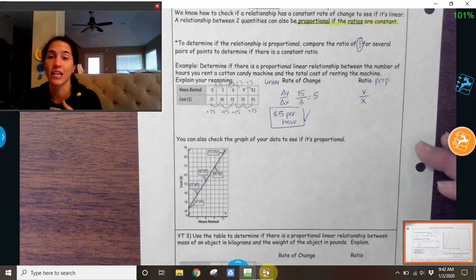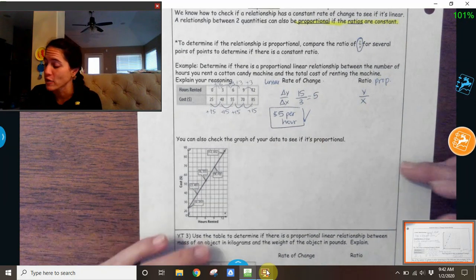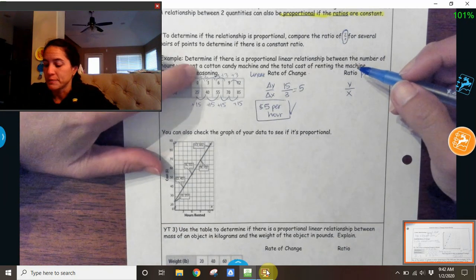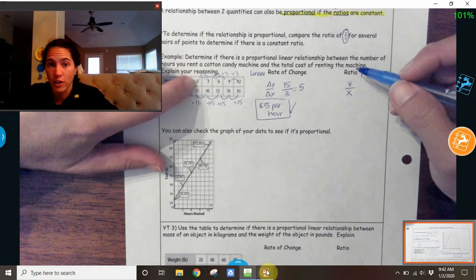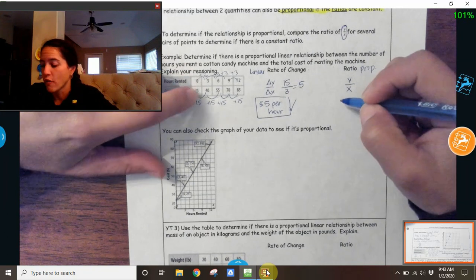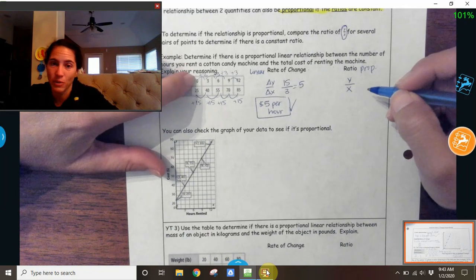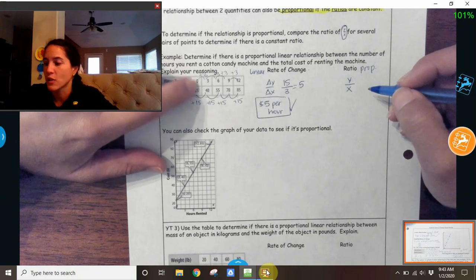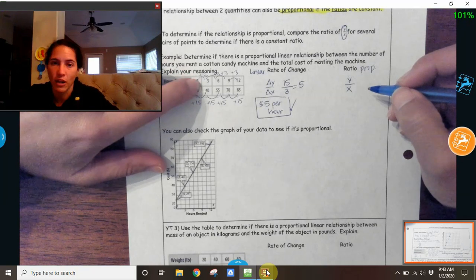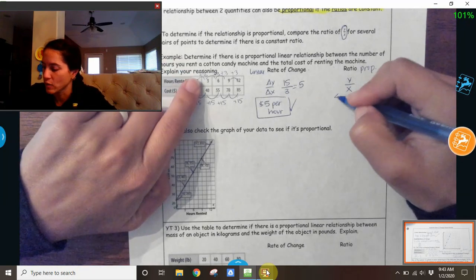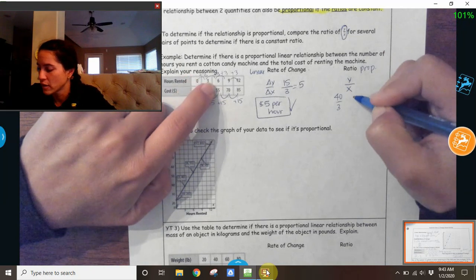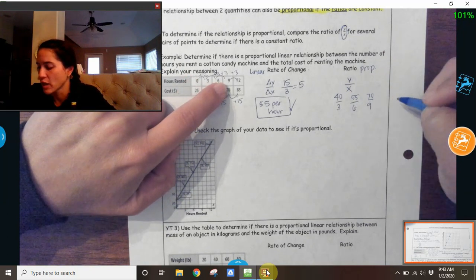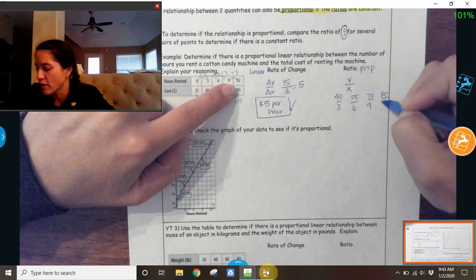Now let's check to see if it's proportional, meaning we check the ratio. I'm just going to take each ordered pair and check the ratio of Y's to X's. Now, if it has a 0, we don't want to check that, because if you try to divide by 0, it's going to give you an error because you can't divide by 0. So we'll start with the next one. 40 over 3, 55 over 6, 70 over 9, and 85 over 12.